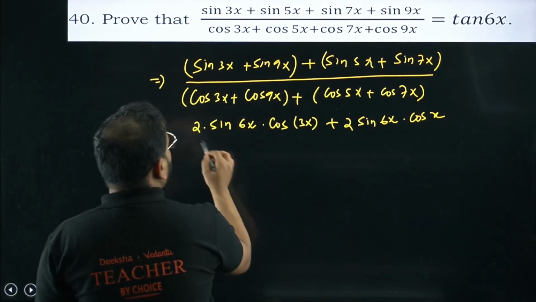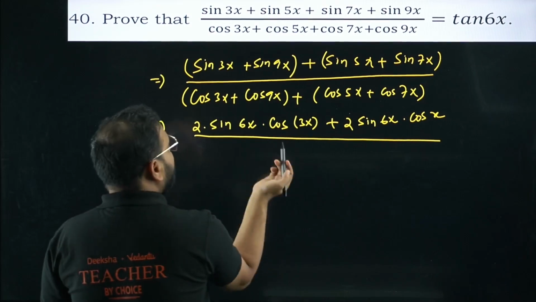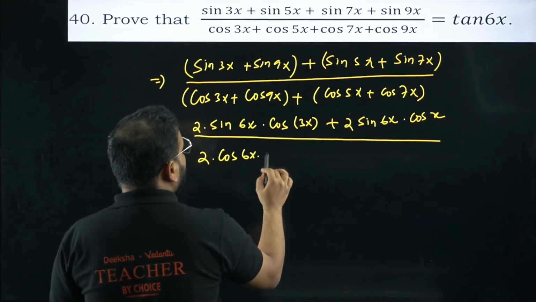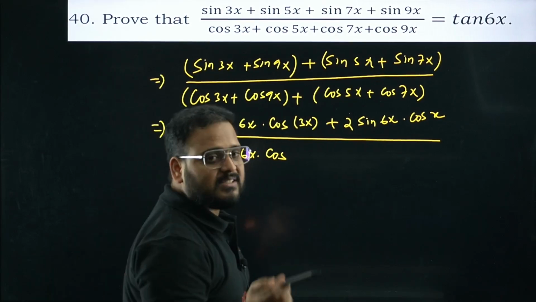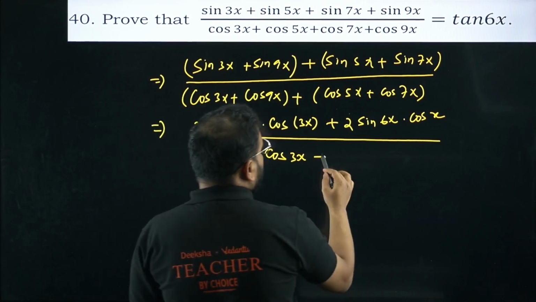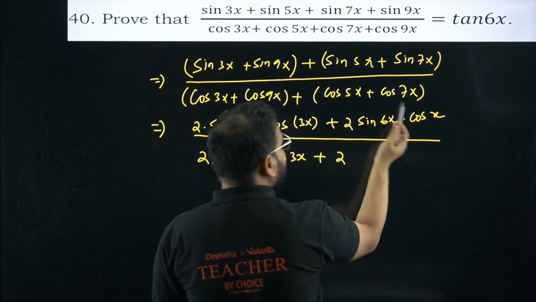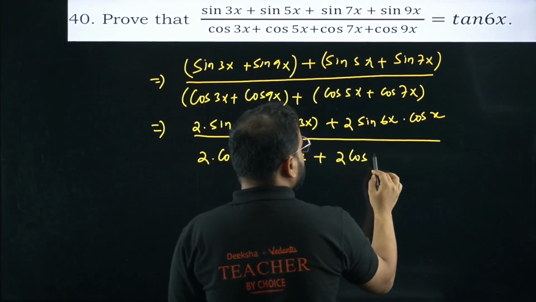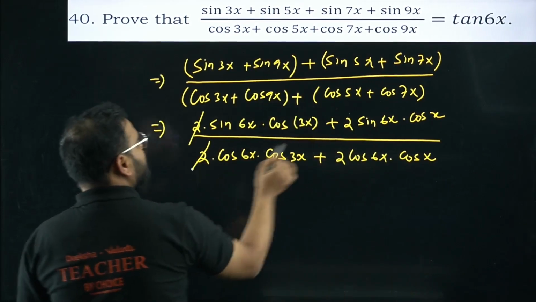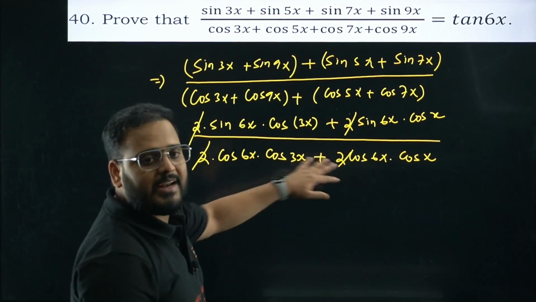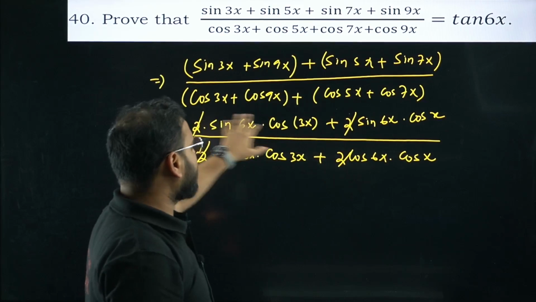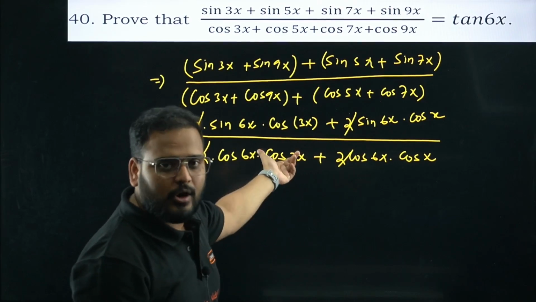So we have this numerator sorted. Let's take the denominator. Cos plus cos will give only cos here. Cos of (3x plus 9x) by 2 will be 6x here, and cos of (3x minus 9x) by 2 is minus 3x, and since it's cos the negative will be gone. Plus again we'll have 2, cos 6x, and cos x. I can cancel this 2, 2 by taking 2 common from both the numerator and denominator, and then cancelling. I hope you know that.